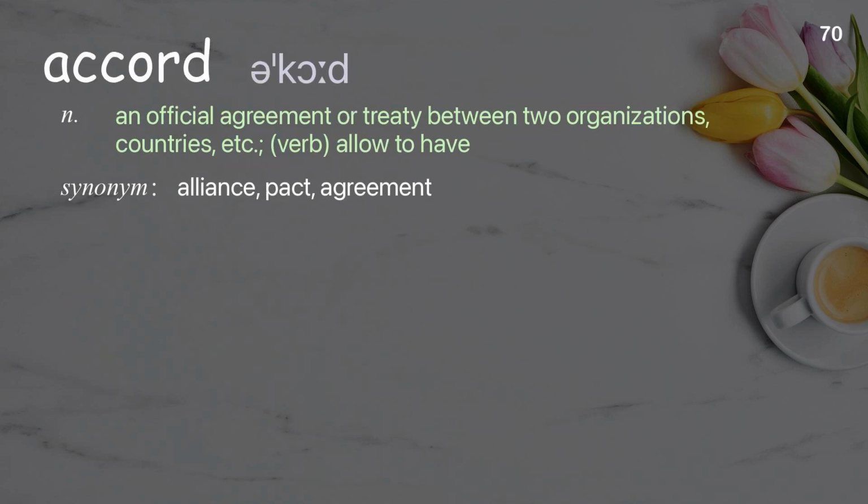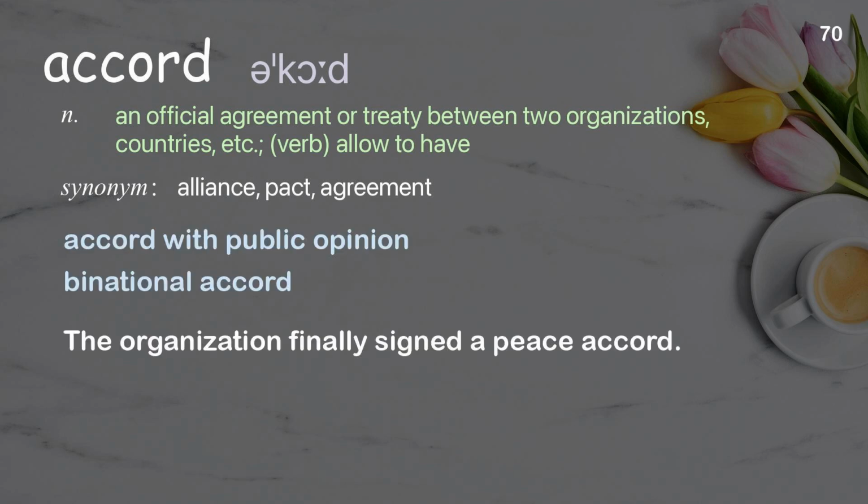Accord. An official agreement or treaty between two organizations, countries, etc. Verb, allow to have. Examples: Accord with public opinion. By national accord. The organization finally signed a peace accord.